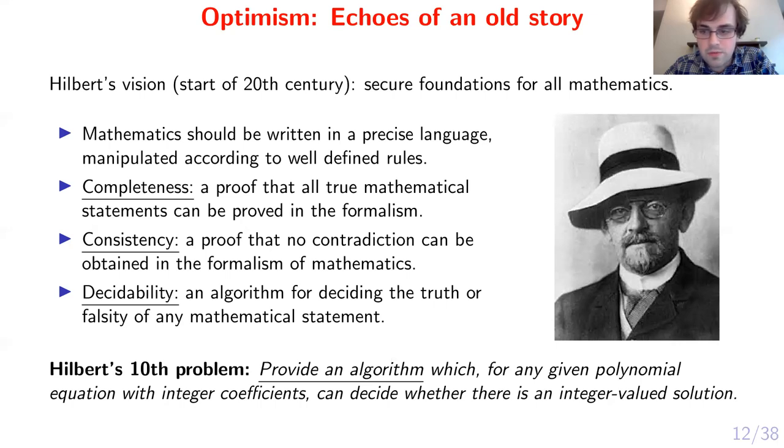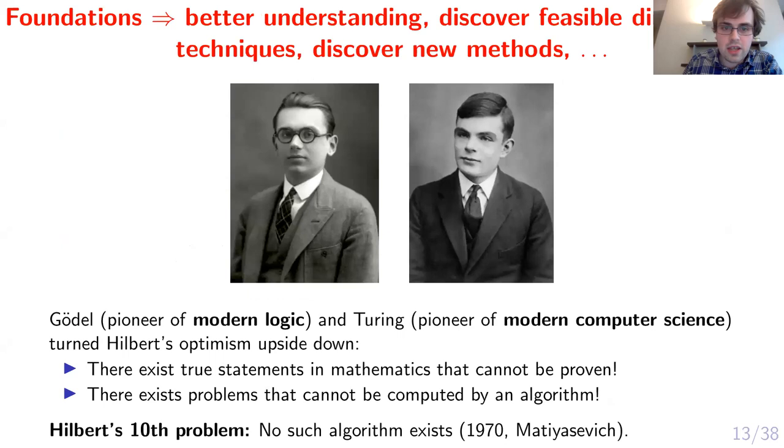But of course, Hilbert was no fool. He realized that there weren't proofs of these three things, and also there wasn't a proof that such an algorithm exists. And then along came Kurt Gödel here on the left and Alan Turing, who turned Hilbert's optimism upside down. Gödel showed that there are true statements in mathematics that can't be proven. And Turing showed that there are problems that can't be solved or computed by an algorithm.